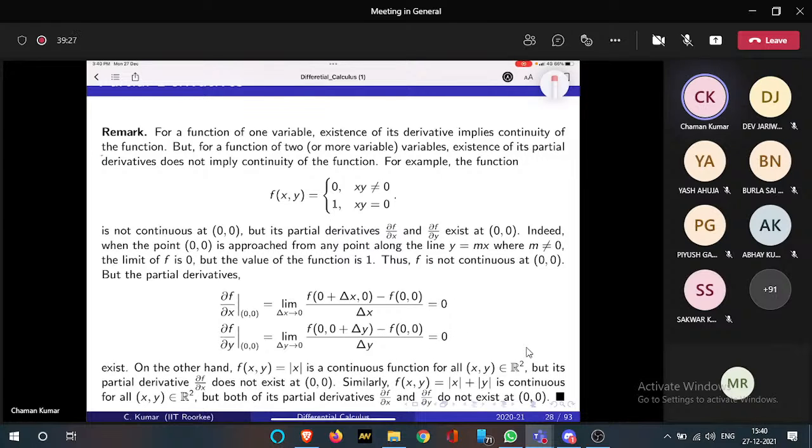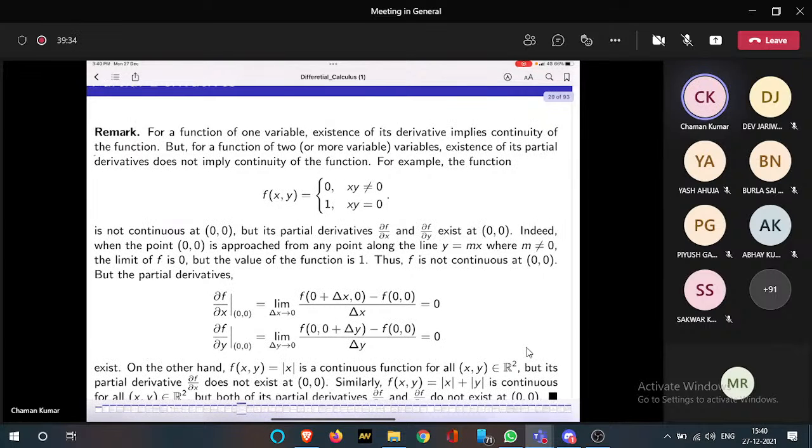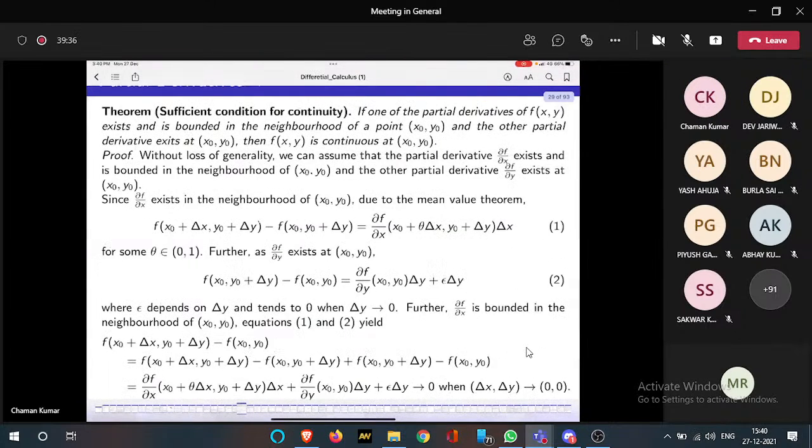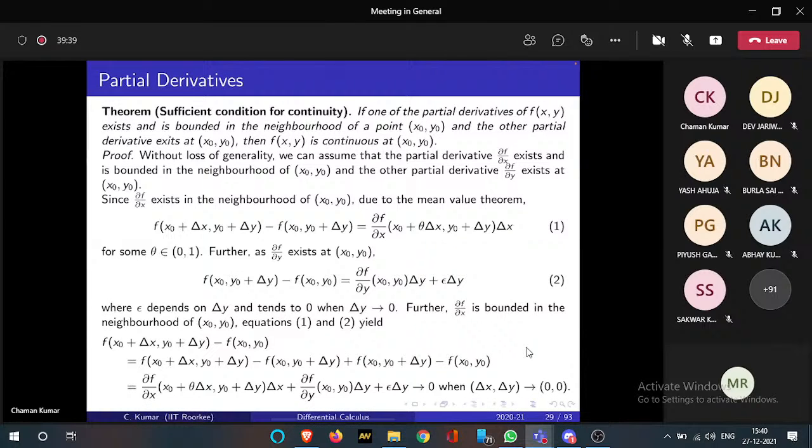Okay, so both partial derivatives exist, but the function is not continuous. Is it okay? Any question? Okay, no questions, so we move further.